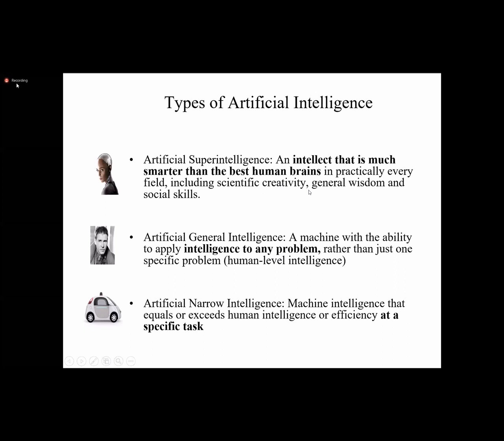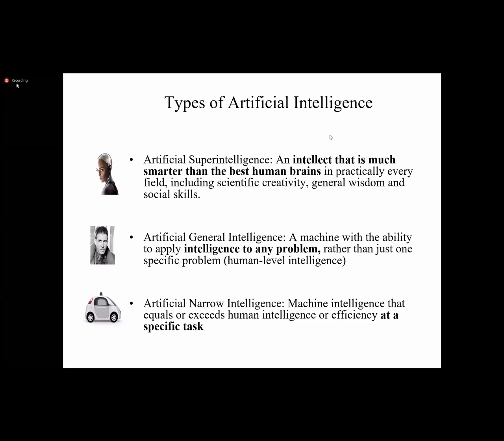And also we have artificial general intelligence, a machine with the ability to apply intelligence to solve any problem rather than just one specific problem. That is the general intelligence. That means as the human can do. So these kinds of devices come under artificial intelligence.